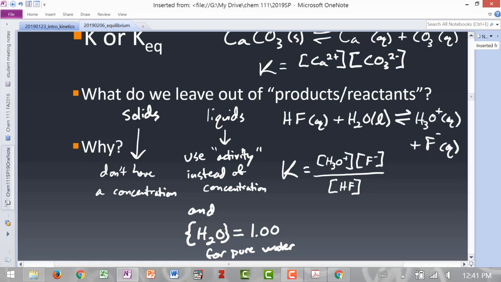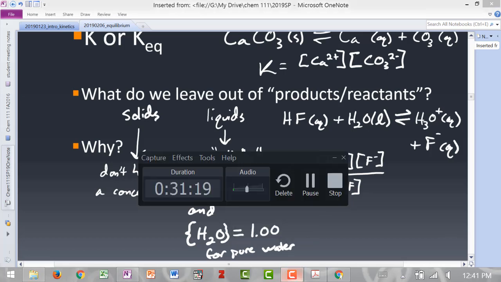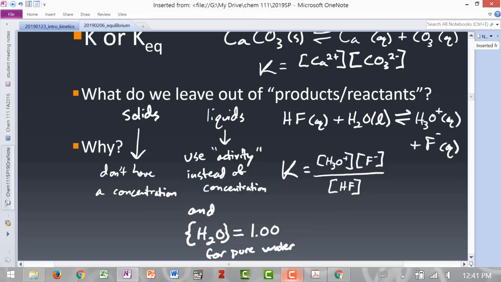Bottom line, leave solids and liquids out. Okay. Leave solids and liquids out of products over reactants. And then the why, here's the first pass of why. If you're curious, I'm happy to talk about it, but that's enough to go on for now.